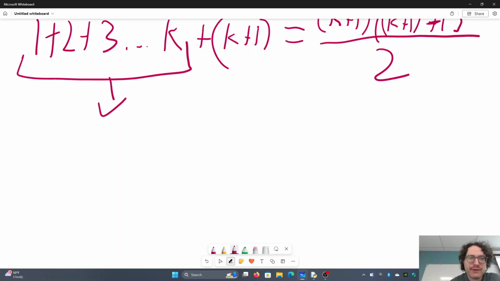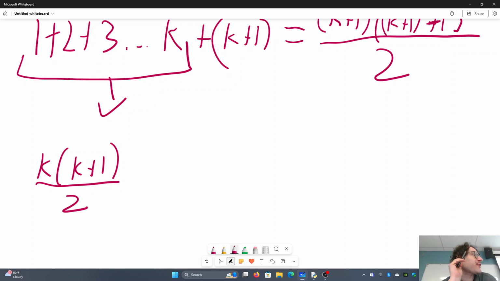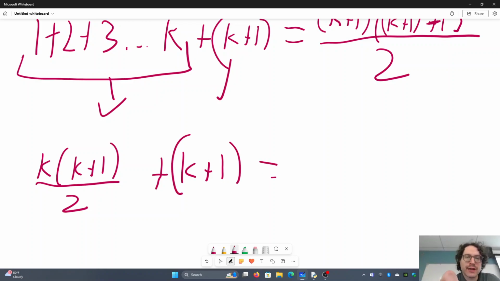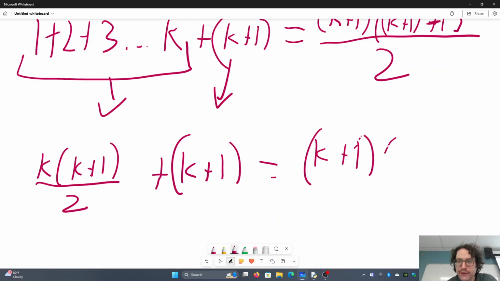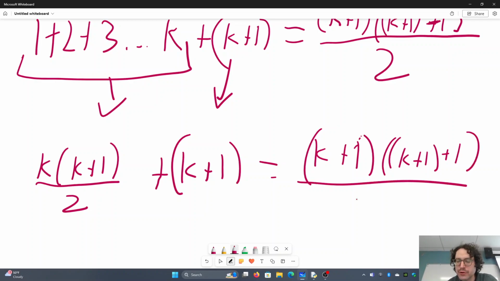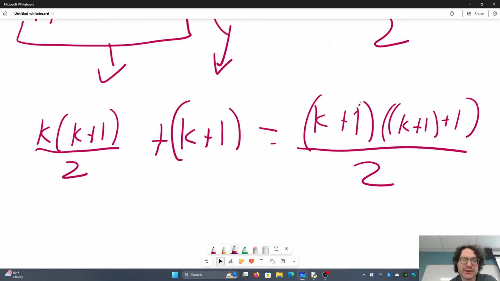So we're going to rewrite this entire equation. Instead of that, we're going to rewrite that as k times k plus 1 over 2. We can do that because we said it works for k, so now we're trying to prove it works for k plus 1. Plus k plus 1 is equal to, so there's that piece, right? And then on the other side we have k plus 1 times k plus 1 plus 1 over 2. Now there's a reason I'm going over this, which I'll tell about later.